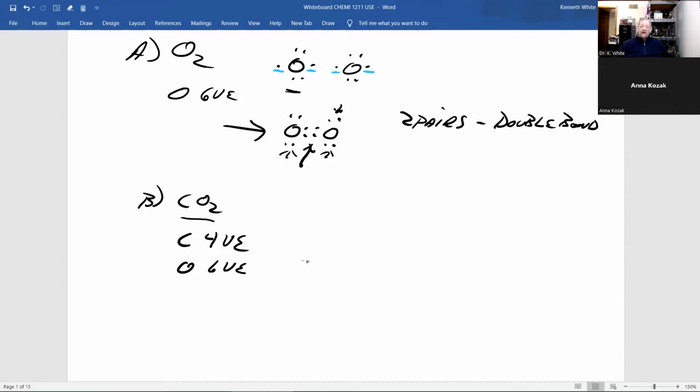Remember, you're supposed to be drawing the Lewis structure for carbon dioxide, CO2. Oh, hint, the only way you could make this work is if carbon is in the center.